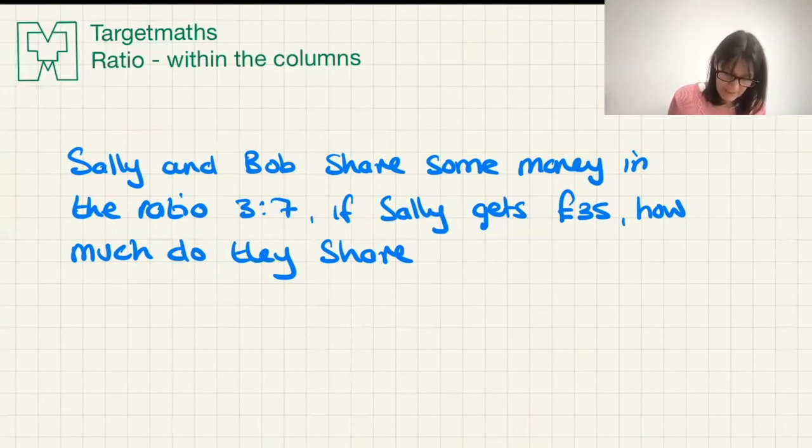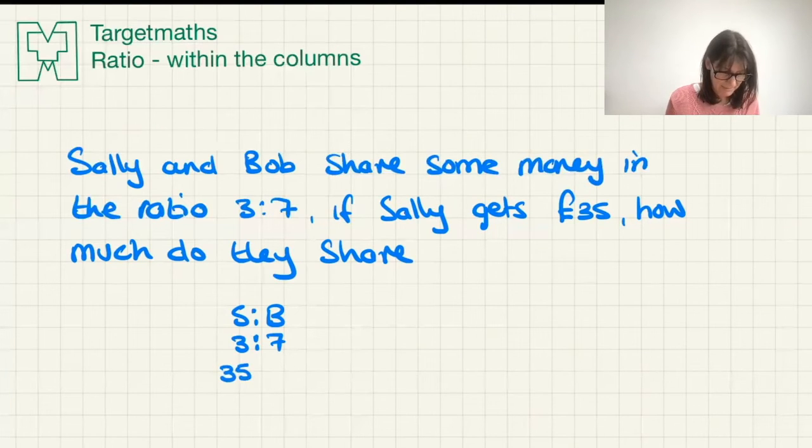Okay, so I've got my label of Sally to Bob. That's the important thing there. The ratio 3 to 7, so same setup as last time. Now, if Sally gets 35, in Sally's column, we can write down what she gets. She gets 35. Okay. So how much do they share? Well, the first thing I need to do is work out what Bob gets. So I'm going to be multiplying this side by something that's going to take 3 to equal 35.